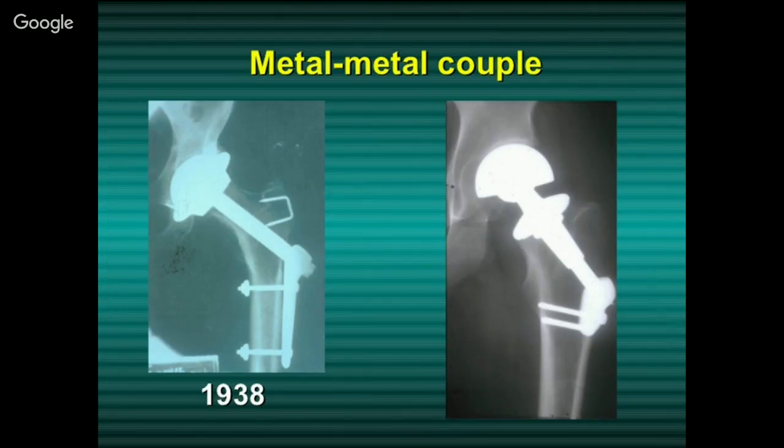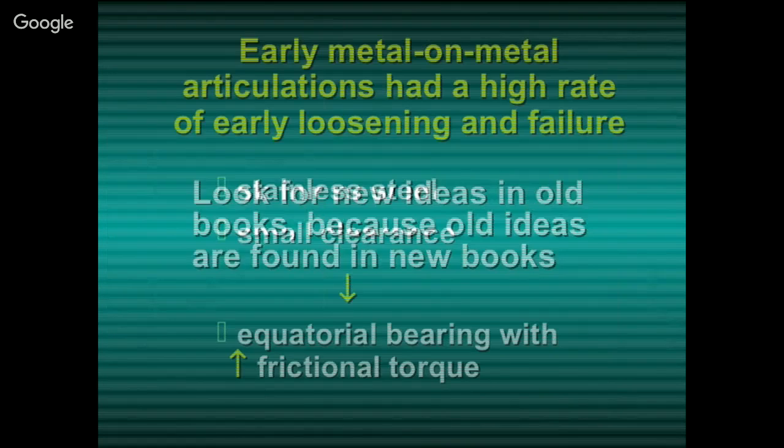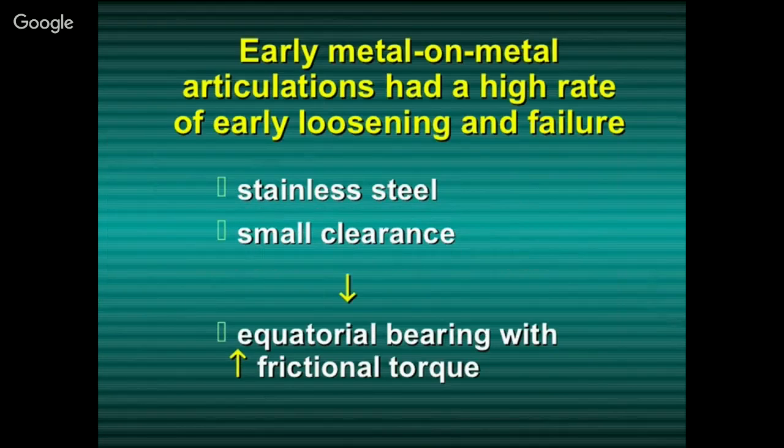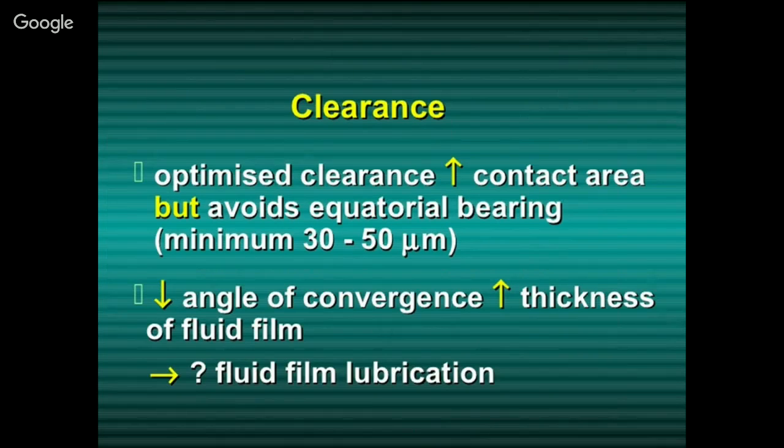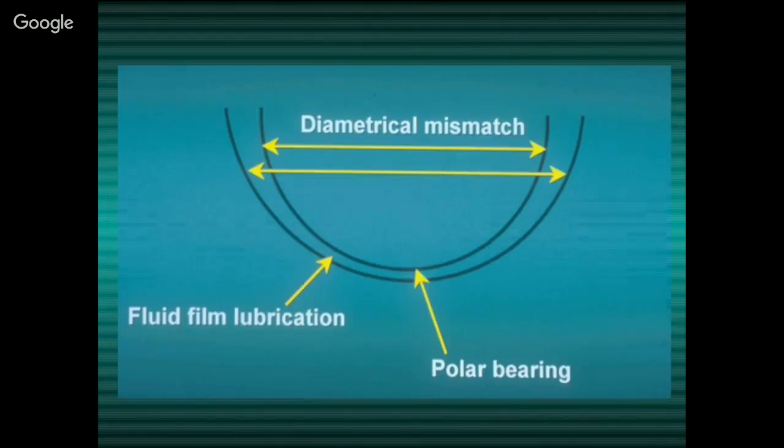Now there is the metal on metal couple. Early metal on metal articulation had a high rate of early loosening and failures. With stainless steel, there is a small clearance and an equatorial bearing with increased friction torque. So optimize the clearance by increasing the contour, but avoid the equatorial bearing, with a minimum of 35 mm. Increase the diameter and decrease the angle of convergence. There is an increase in the thickness of the fluid film, and there is fluid film lubrication. If you decrease the diameter, that will reduce the fluid film lubrication.